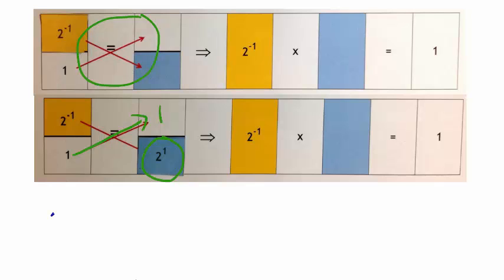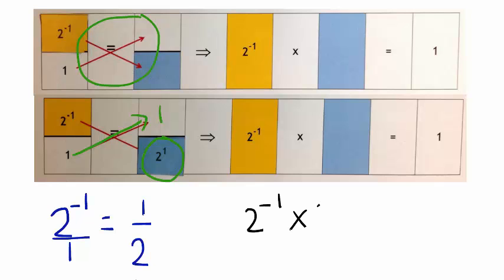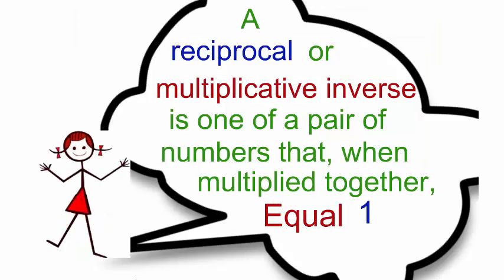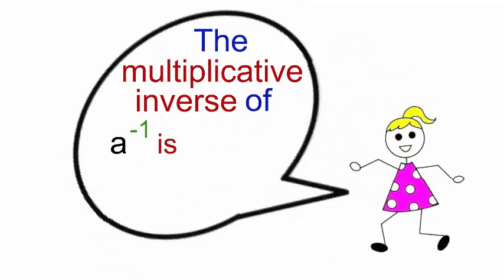Can we say that 2 to the power minus 1 by 1 is nothing but 1 by 2? If we cross multiply, we can write 2 to the power minus 1 into 2 is equal to 1. A reciprocal or multiplicative inverse is one of a pair of numbers that when multiplied together equal 1. The multiplicative inverse of a to the power minus 1 is 1 by a, as a to the power minus 1 into a is equal to 1.